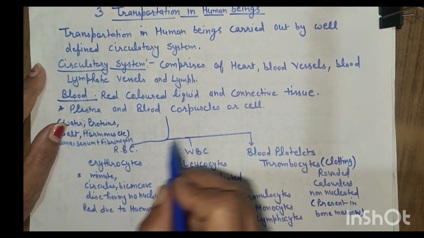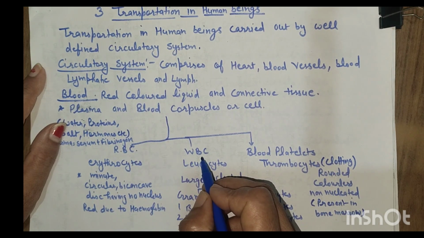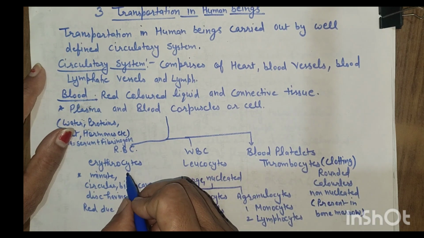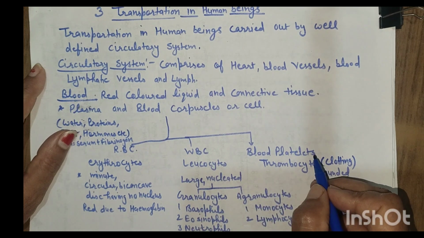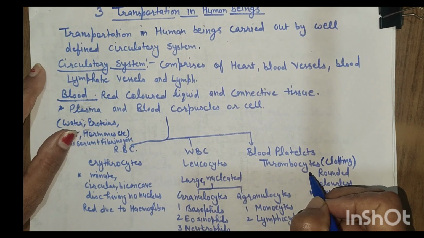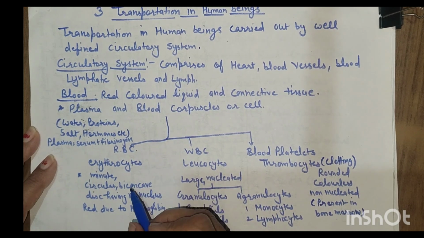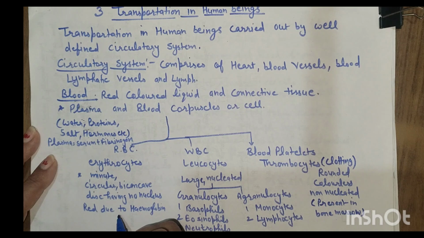Blood cells are of three types: RBC, red blood corpuscles, also called erythrocytes; WBC, white blood corpuscles, also called leukocytes; and blood platelets, also called thrombocytes. RBCs are minute cells, circular in shape, biconcave, dish-like, having no nucleus. They are red due to the presence of the pigment hemoglobin.